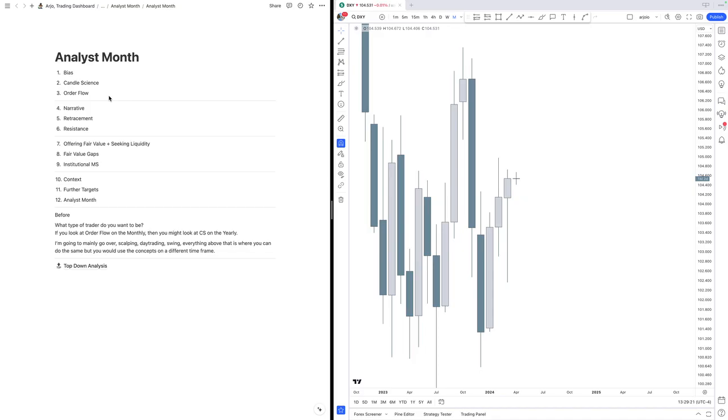How far can we retrace, which is determined by the resistance as well. Then, are we offering fair value? Are we seeking liquidity? What are the fair value gaps doing? What is the institutional market structure doing right there? Those things are all important to understand to actually learn where the context is and where the best context is, not just any context, because anyone can find any context on any single time frame. But what is the best context? Because we don't want to trade against a lot of resistance, right?